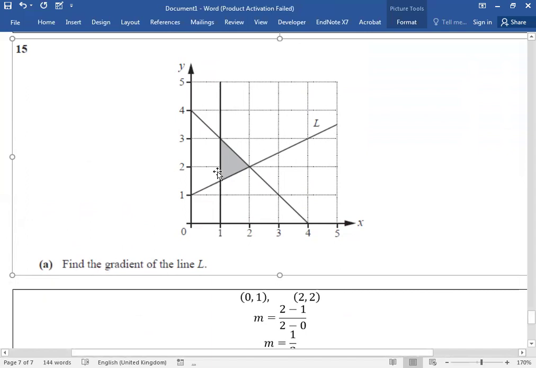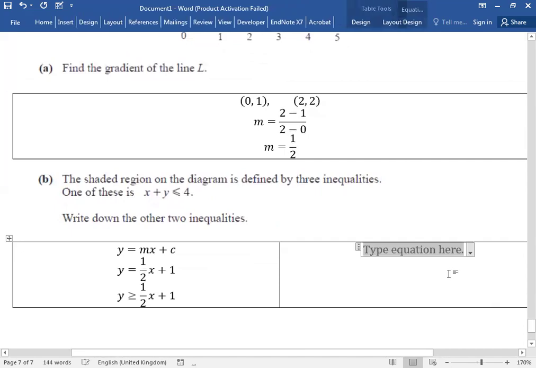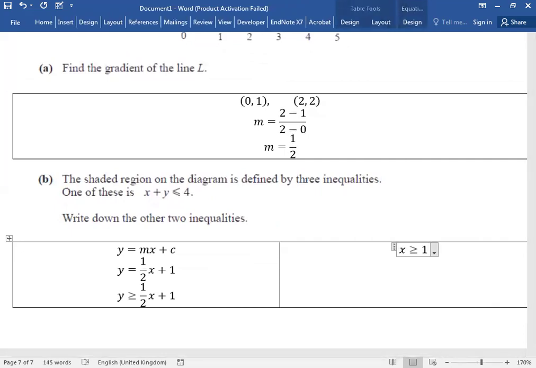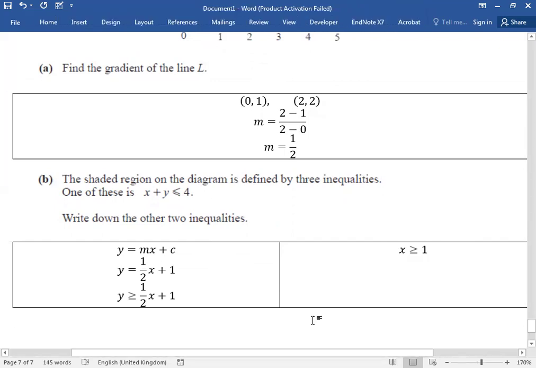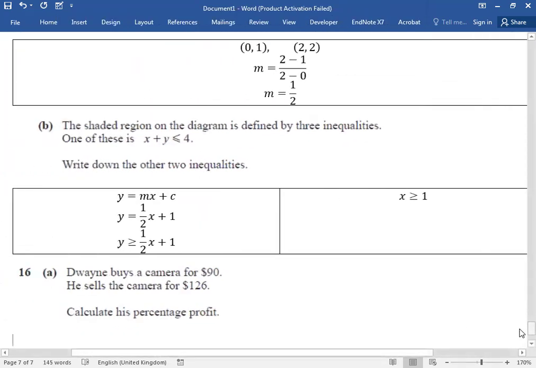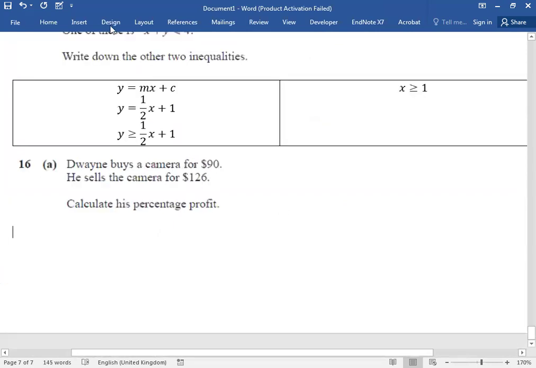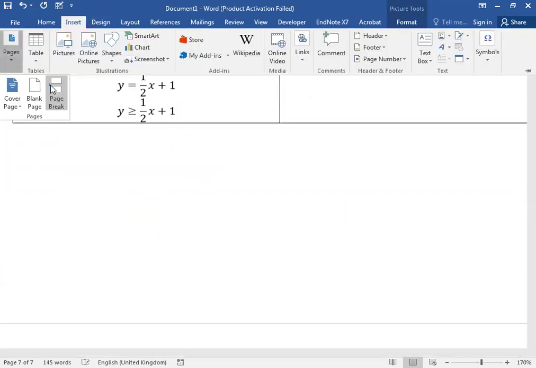Now, if I go to the shaded region, there, is x greater than 1 or less than 1? Greater than 1. So x is greater than or equal to 1. This is the third inequality. Please write it down, children. If you are not writing it down, you will have a lot of trouble.